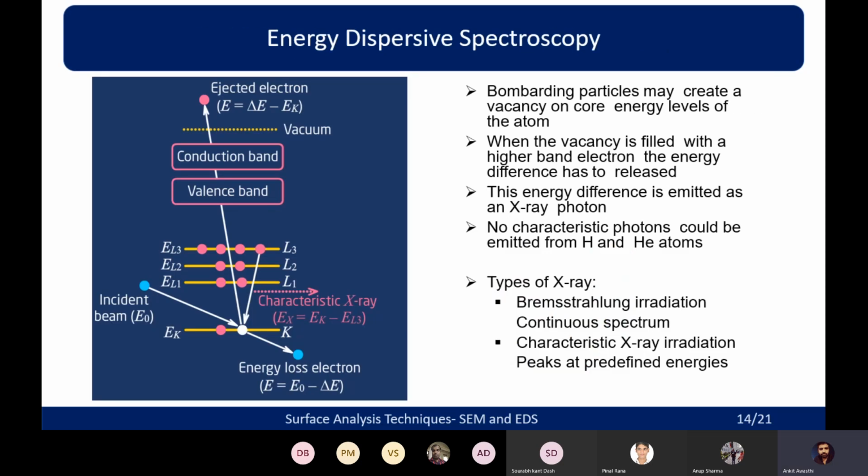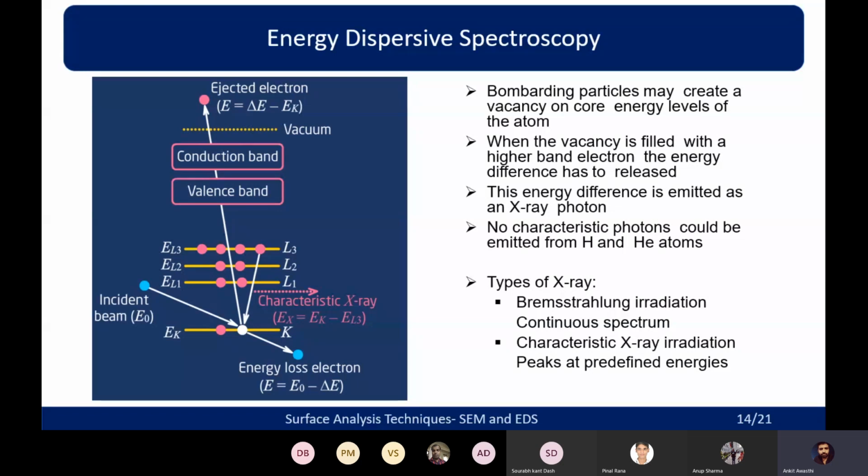So in ESEM and FEG SEM, there's only one difference. There is a difference in the electron generation system. Apart from that, all the things are the same. We have a similar conduction system, we have the same accelerating voltage. All the things are almost the same.